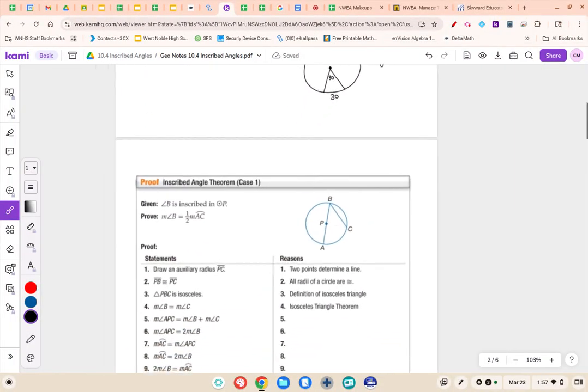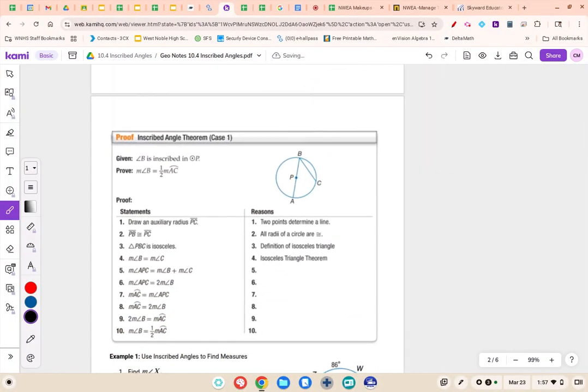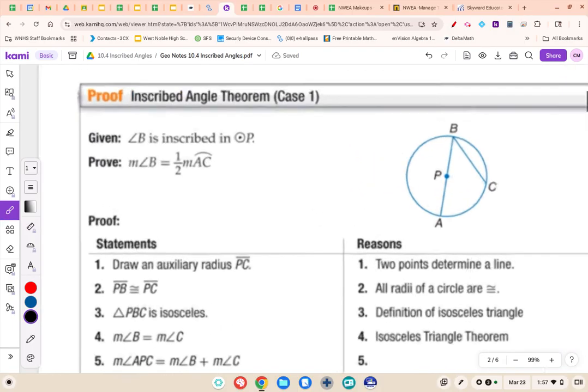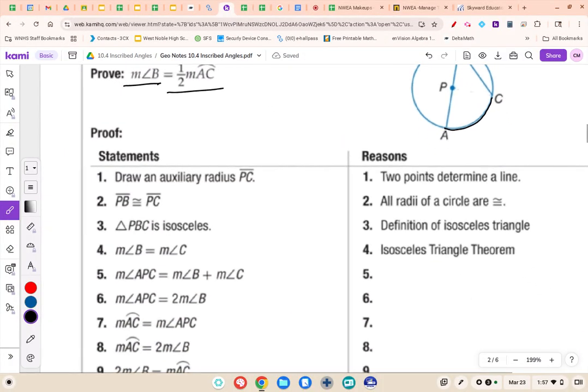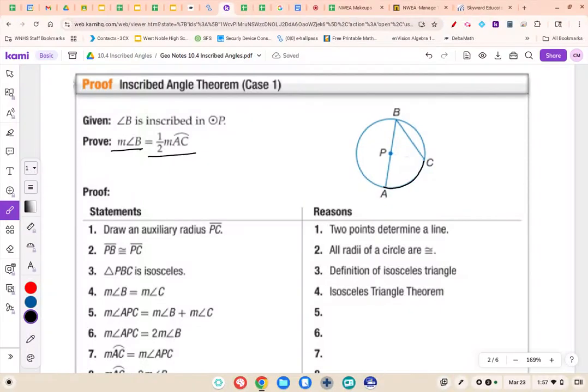So we're going to do a proof really quick. Angle B is inscribed in circle P. It wants us to find that angle B is half the measure of this arc. So let's just follow through. It says draw an auxiliary radius PC. That's just an extra thing here.